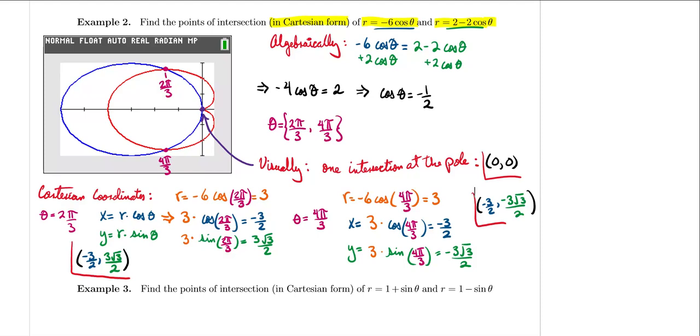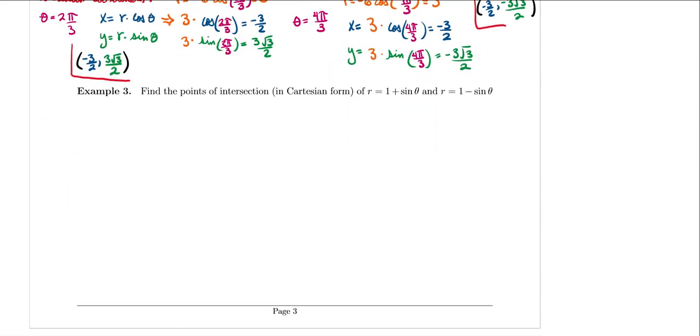All right, so let's take a look at another example here. Now this one, we're trying to figure out what will be the points of intersection in Cartesian form for the graph of the function r = 1 + sine theta in polar and r = 1 - sine theta. All right, so for this one here, I'll let you guys start to sketch it. So pause the video and make a sketch. See what kind of curves we are going to be getting.